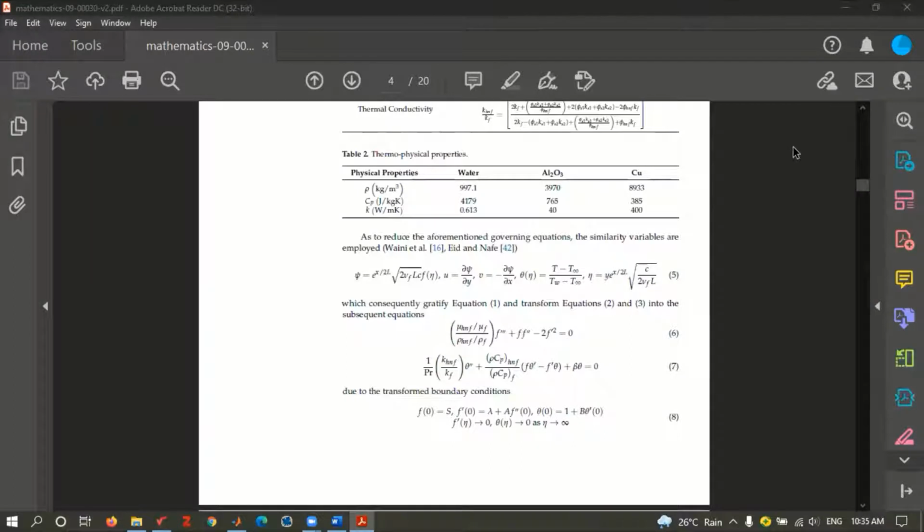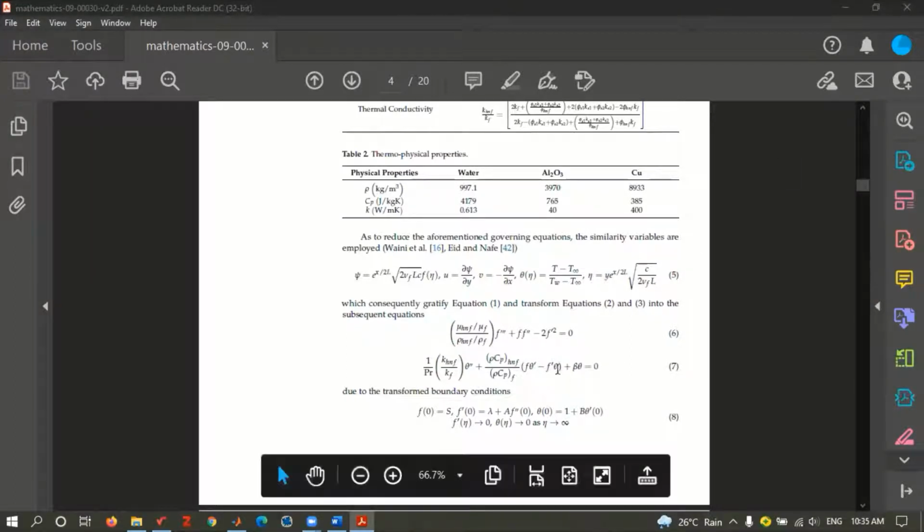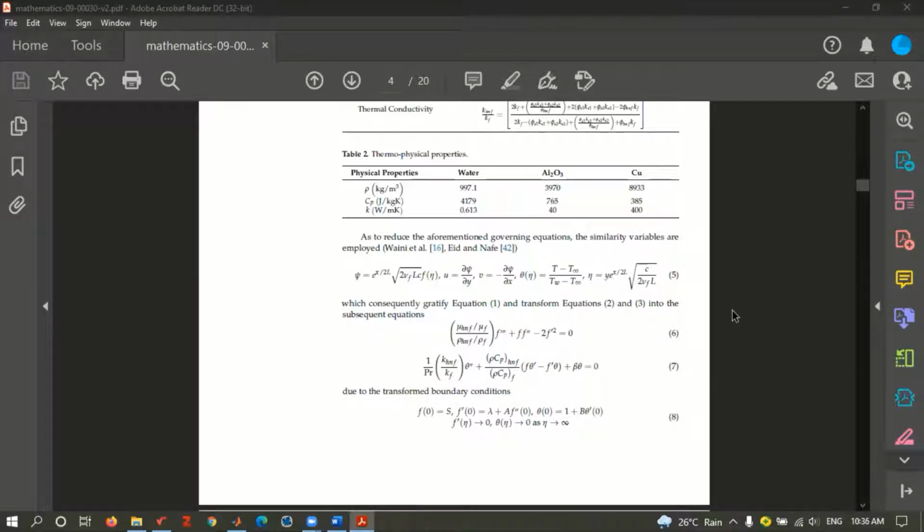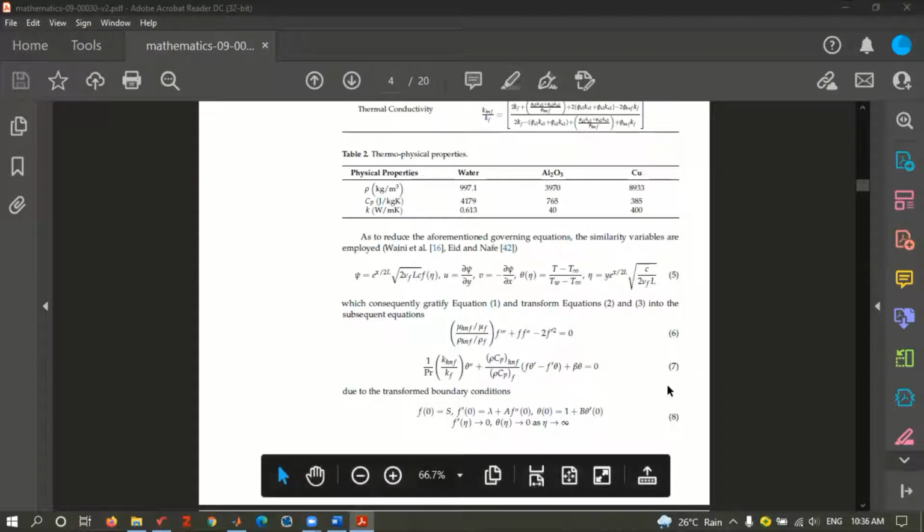Hi, in this video, I will show you how to reduce or convert the system of ODE to be input in the bvp4c solver in Matlab. So right here we have this system of ODE, which is equation 6 and 7 for the momentum and energy equation, subject to this boundary condition.